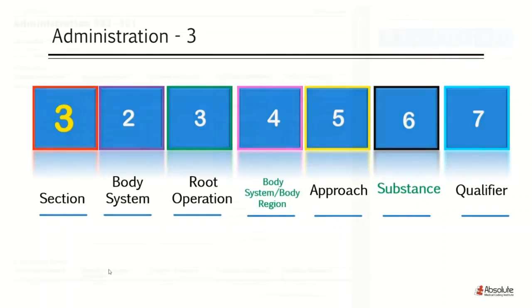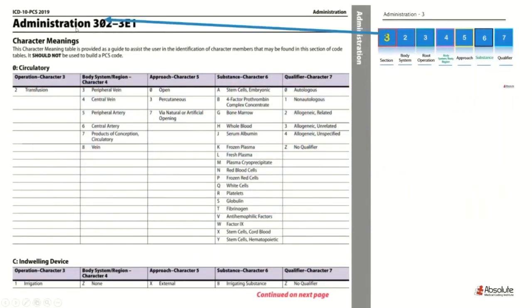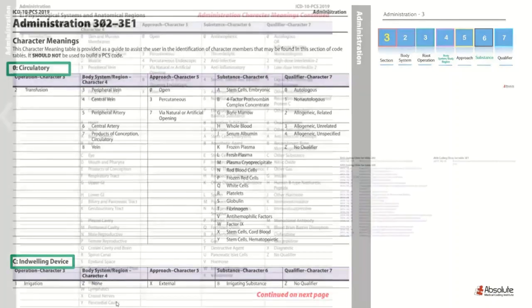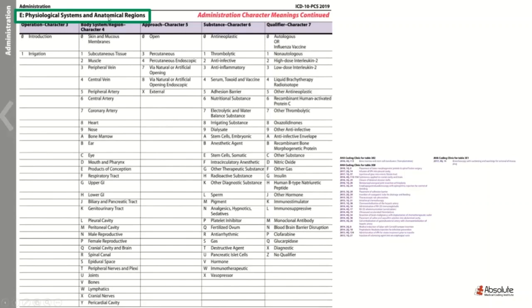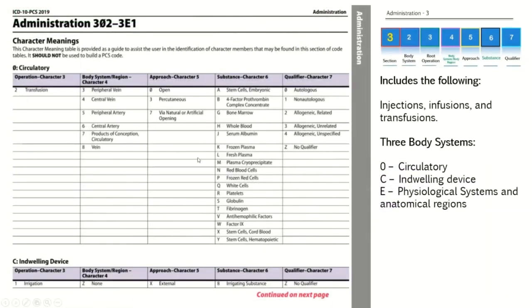All right, so let's look at our character meanings page to do our study. We see that the administration begins with 3. We know we're in the correct location. And our second character, 0. And then when you see a 0, that's for the circulatory system, that's our body system that we are coding for. And also, we have an indwelling device. That's our body system. And we have a third one. There are 3. You've got your physiological systems and anatomical regions. You'll be coding for 3 different body systems. Now, let's go ahead, and right here on the right, you'll see your 3 body systems. I've documented them for you. 0, C, E. 0 is for circulatory, C is for indwelling device, and E is physiological systems and anatomical regions.